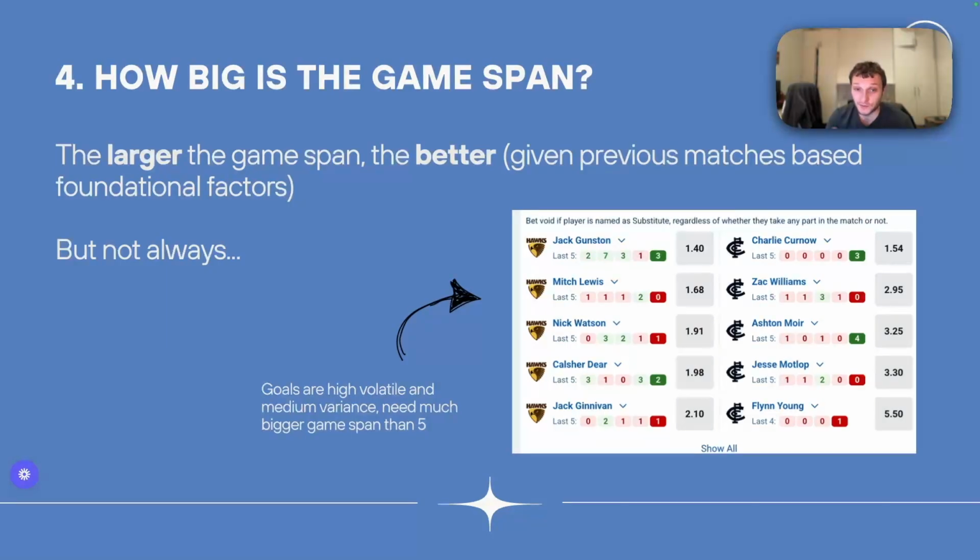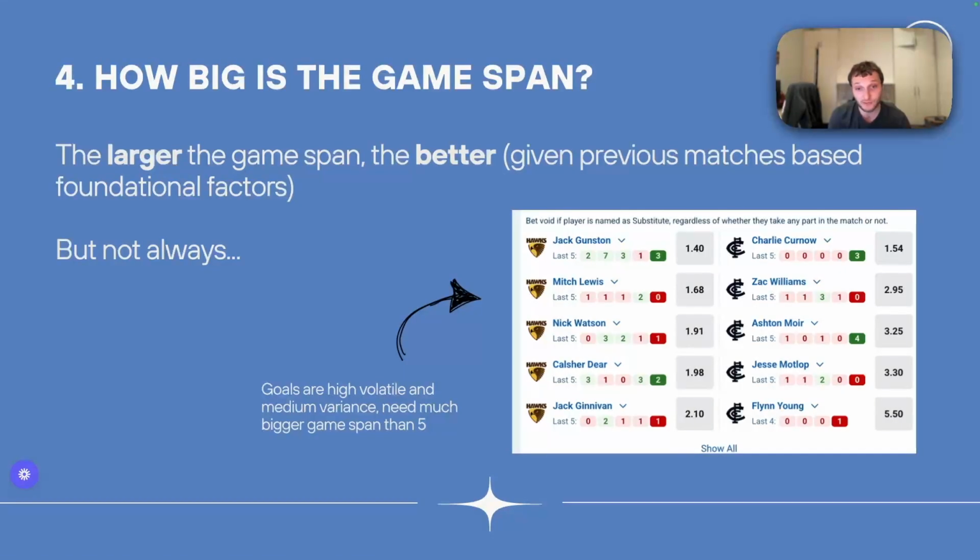The next factor you want to consider is how big of a game span you have to compare the data for. Generally speaking, the larger the game span, the better. Again, this only matters if, in that game span, the role and the team have stayed consistent. Because if that's not consistent, then it's not relevant. So the more you can go back, the better. But it's also something that you need to be aware of.